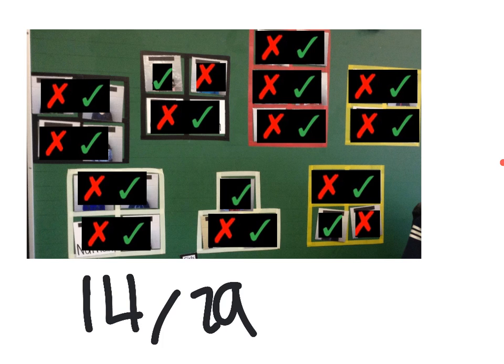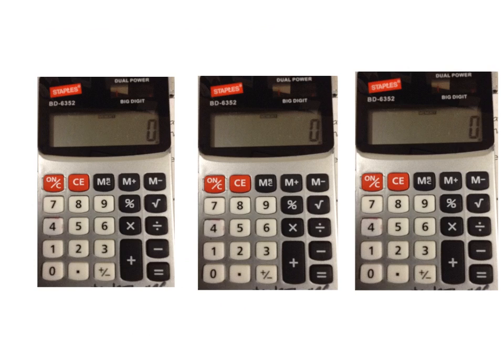Now we're going to go to our calculator and do the math. Okay, so the first thing we would do is 14 divided by 29. And it equals a big ugly number. So all you're going to need is 0.48.